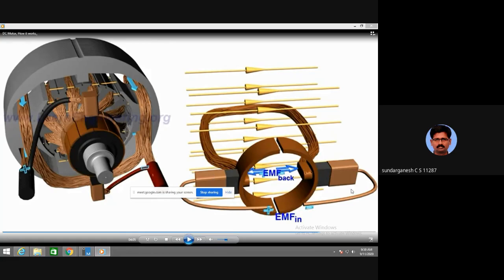We are giving a DC voltage. This DC voltage will produce a flux. There is already a flux there. These two fluxes interact and another EMF is induced. That is known as back EMF. That is converted into mechanical power.